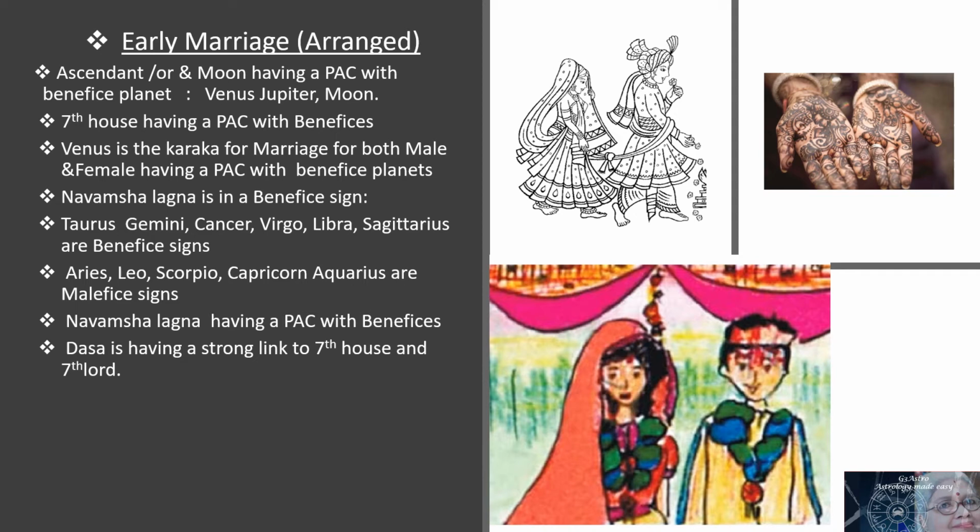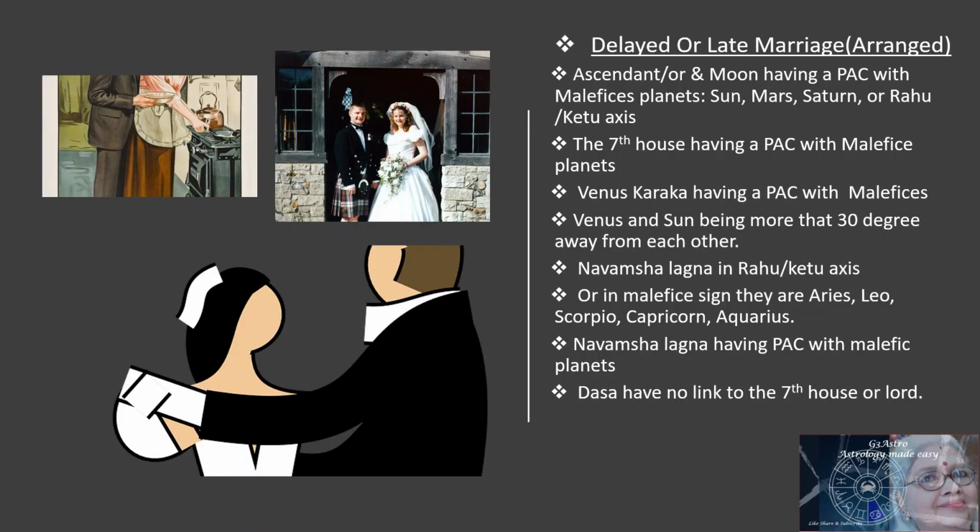Navamsha lagna having a PAC with benefics. Dasha and Bhukti having a strong link to both the 7th house and the 7th lord. Now let us look at delayed or late arranged marriage. Ascendant or the Moon having a PAC with Sun, Mars, Saturn or in the Rahu Ketu axis. The 7th house having a PAC with malefic planets. Venus Karaka having a PAC with malefics.